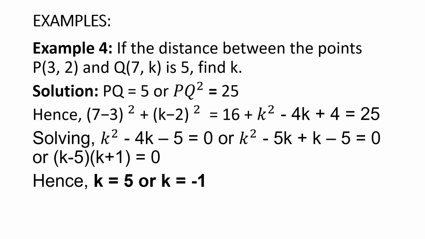Example 4. If the distance between the points P(3,2) and Q(7,K) is 5, find the value of K. Now it is given PQ is 5 or PQ square is 25. By distance formula, x2 minus x1 whole square plus y2 minus y1 whole square. That means 7 minus 3 whole square plus k minus 2 whole square is equal to 25. It is given. So now we just have to simplify this quadratic equation. So after factorizing it, we get k minus 5 into k plus 1 is 0. So k is either 5 or k is minus 1.